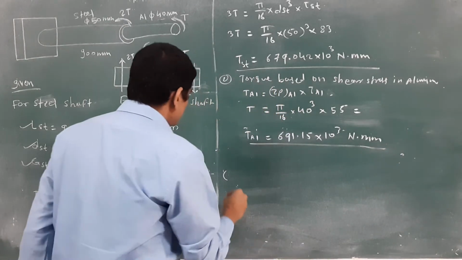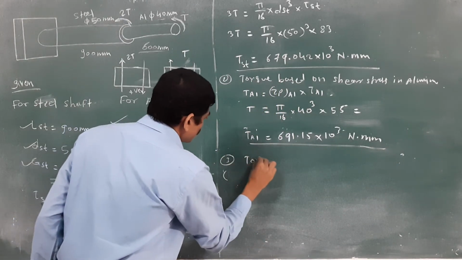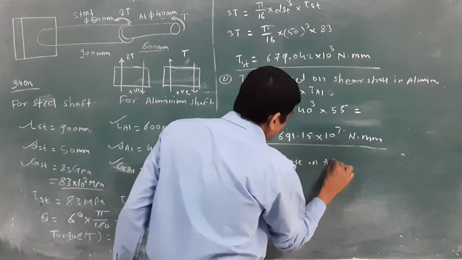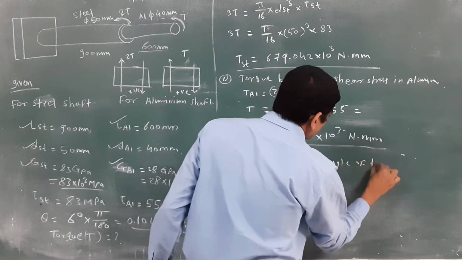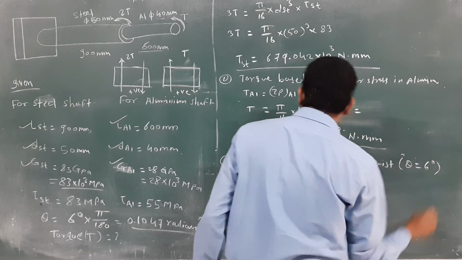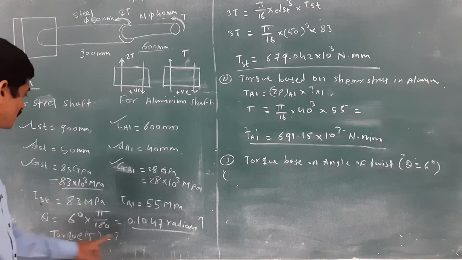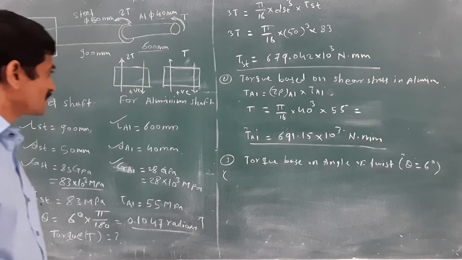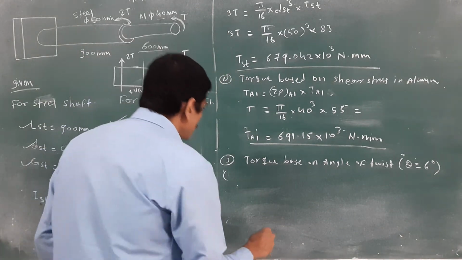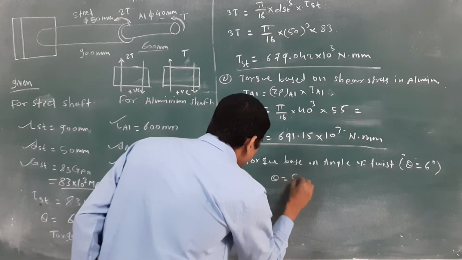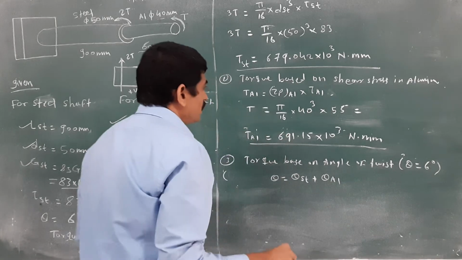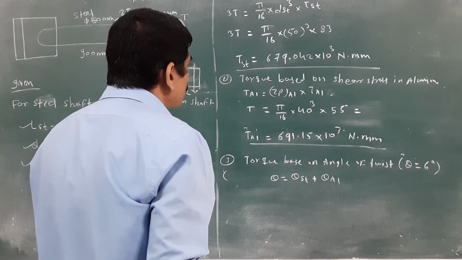Okay. And third condition is torque based on angle of twist. How much angle of twist is given? Theta is equal to 6 degree, but we have converted it into radian. Theta is equal to 0.1047. Then we know that when the shaft is given in series, theta is equal to theta steel plus theta aluminium. Then you have to put the value of that.